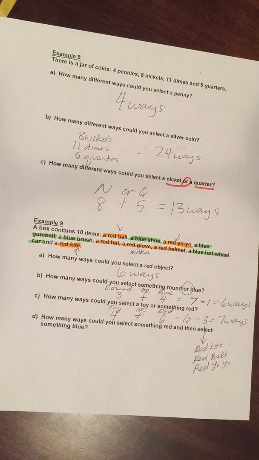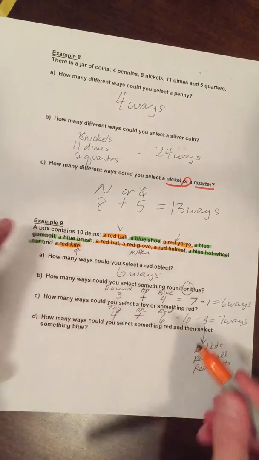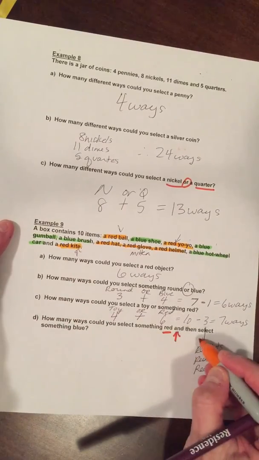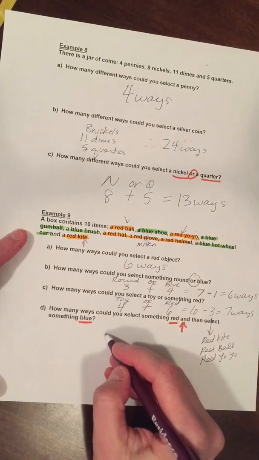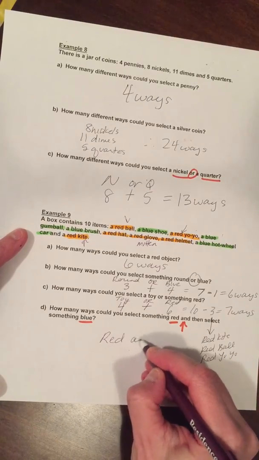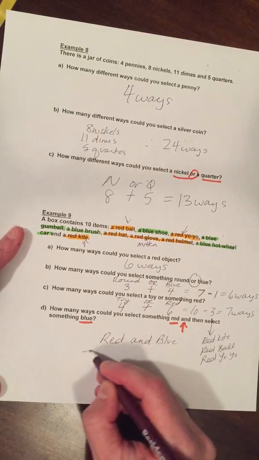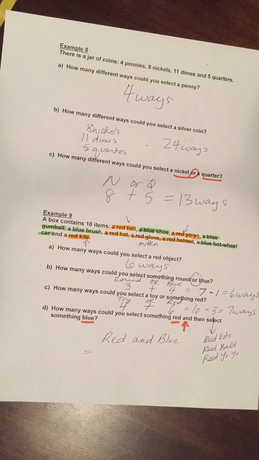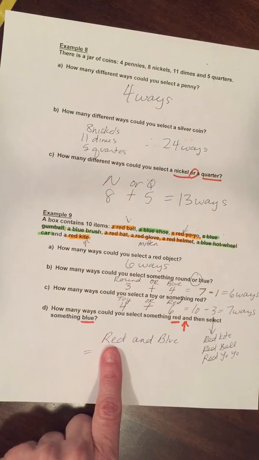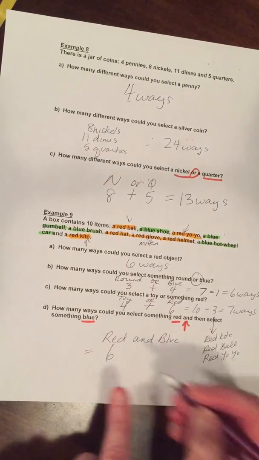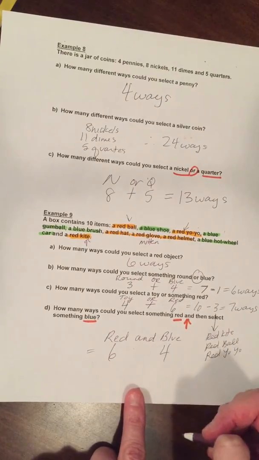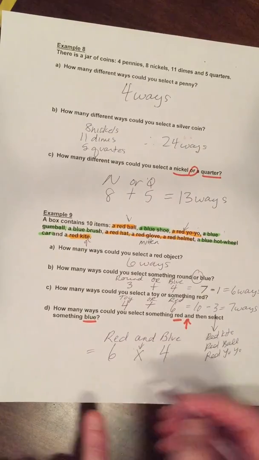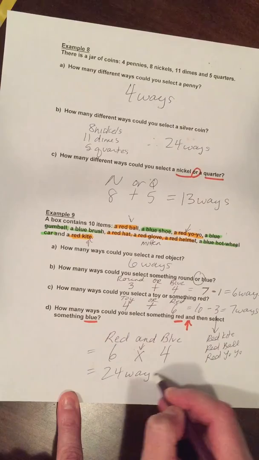Take a look at the last one. How many different ways could you select something red and then select something blue? Notice the difference in the wording. We're selecting something red and then something blue. This is decisions being made in succession. How many choices do I have available to me for red items? How many choices do I have available to me for blue items? And 24 ways.